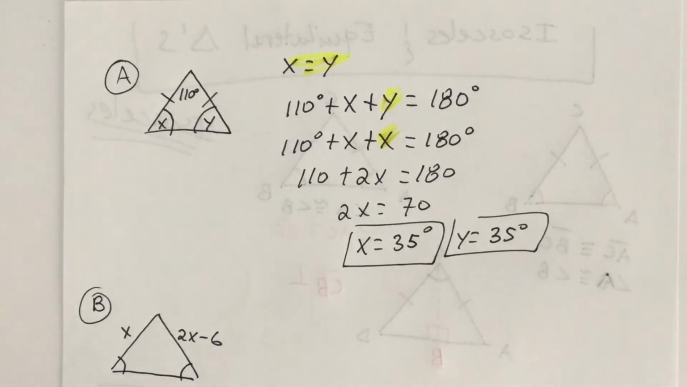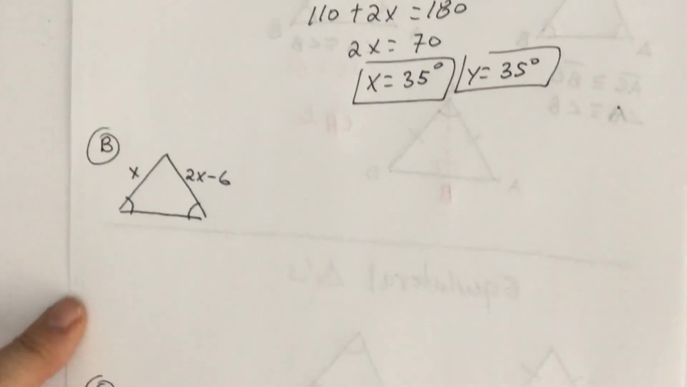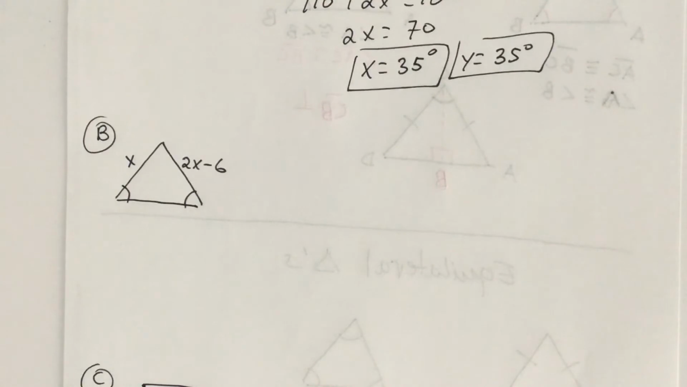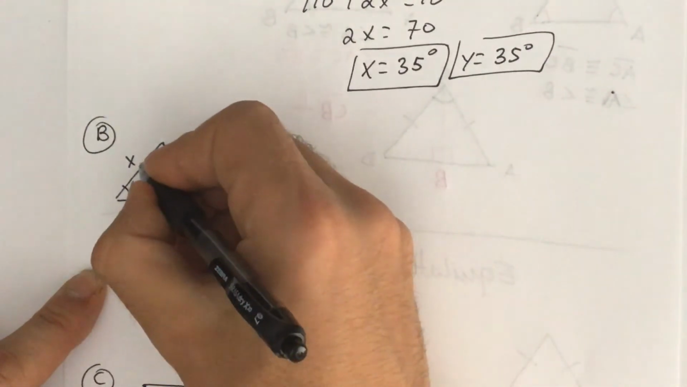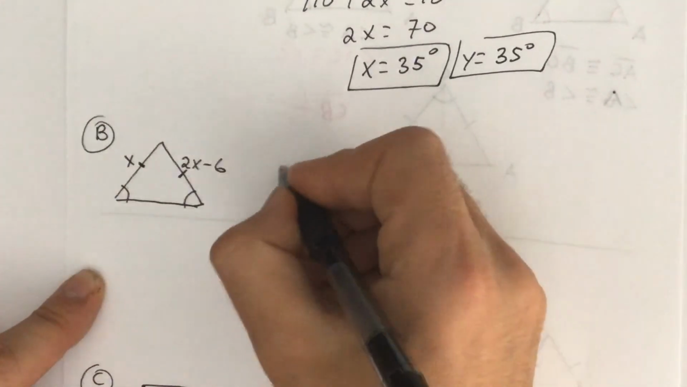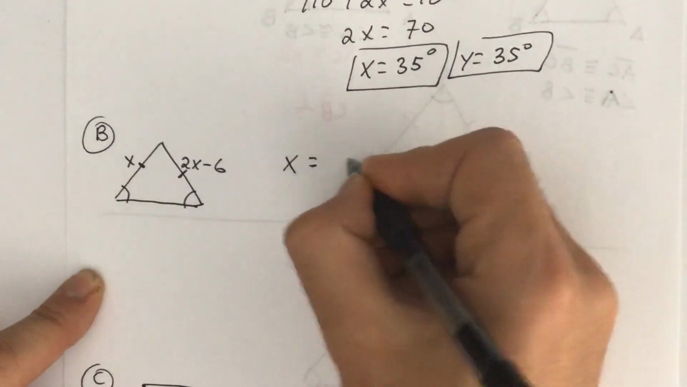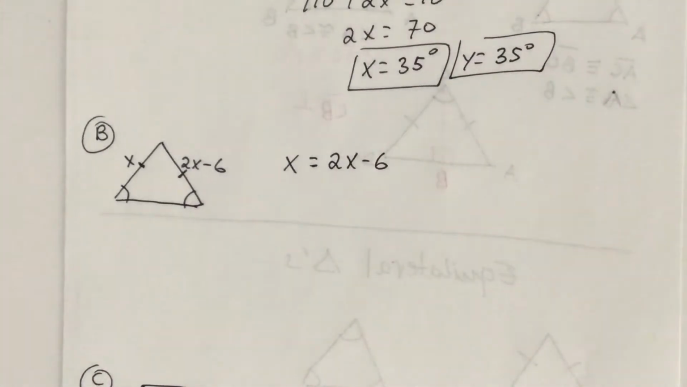All right, so let's take a look at another one. Let's move it up. Pause the video, see if you're able to figure out what's the value of X. All right. Again, we got these two angles are equal to each other, so that means that this side is equal to that one right there. So now we can set up an equation. X is equal to 2x minus 6, right there.